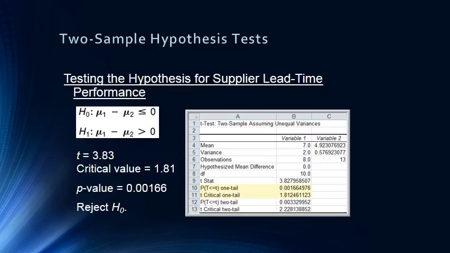The results of our two sample test will display here. And what we want to look at is the p-value and the t-critical one-tailed value. So here we see that the t statistic is 3.8, the critical value is 1.81, and the p-value is 0.0166.